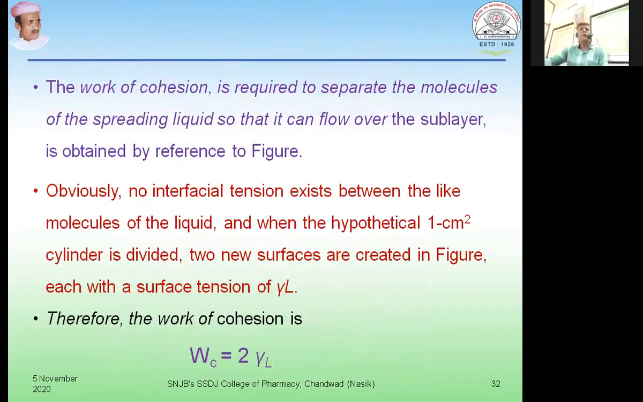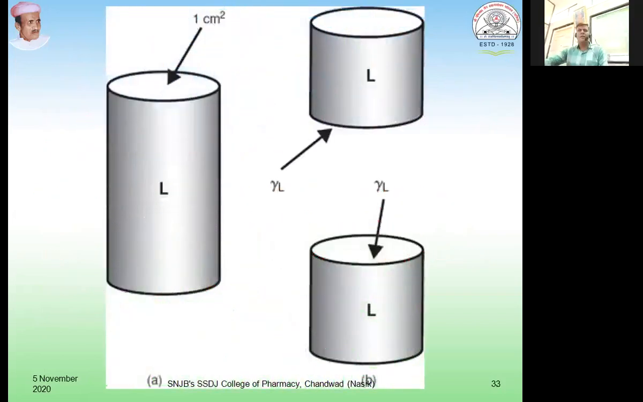No interfacial tension exists between the like molecules, and hence when we are carrying out some work for separating these like molecules, which is known as work of cohesion, it will be equal to 2YL. These are the two new surface tensions which are being created by separating the spreading liquid molecules from each other.